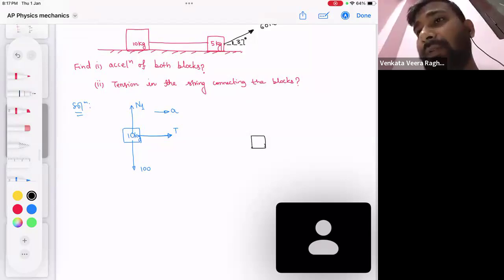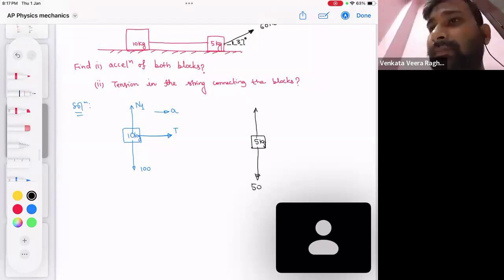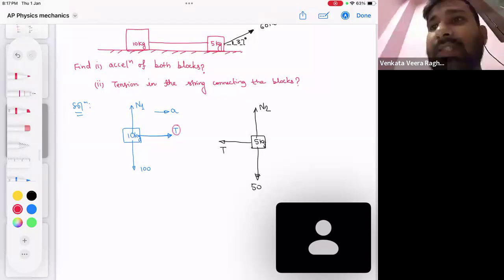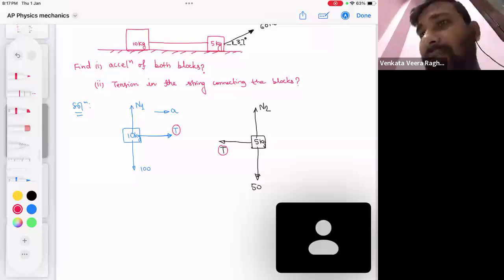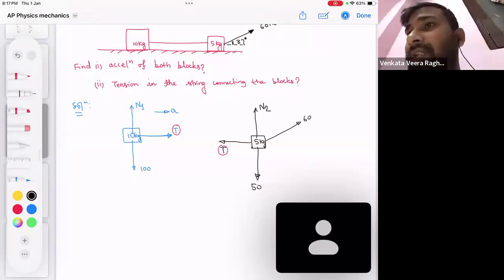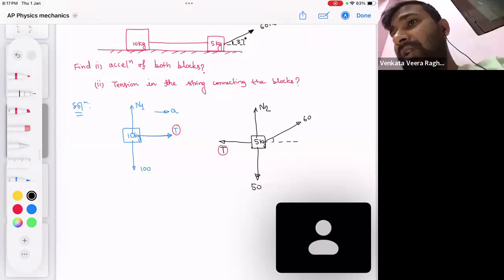Now let's go to the 5 kg block. What forces are acting? 50 Newton is the weight, normal N2, and this is the tension T. Can I say that these two tensions are the action and reaction force, equal and opposite, acting on two different bodies? And there is one more force, 60 Newton. Please check, have we drawn all the forces carefully? This angle is 37 degrees.